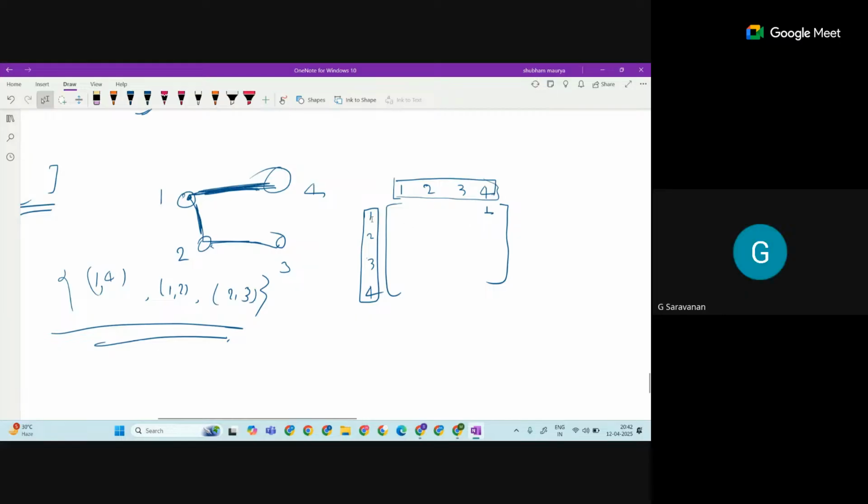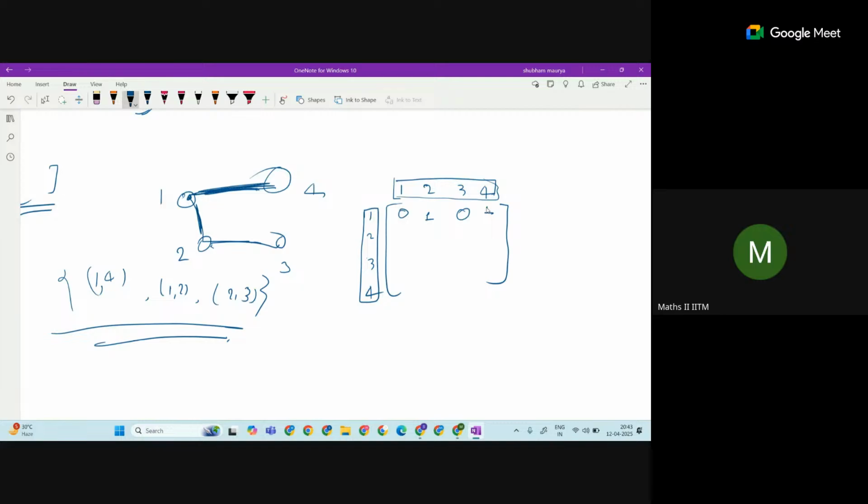So 1, 4 have the edge. That means this is 1 here and this is 4, so here it is going to be a 1 entry. And 1 is connected with 2, so 1 and 2 means this entry is going to be 1. 1 is not connected with itself, so this is going to be 0. 1 and 3 is not connected, so this is 0. So the first row is done.